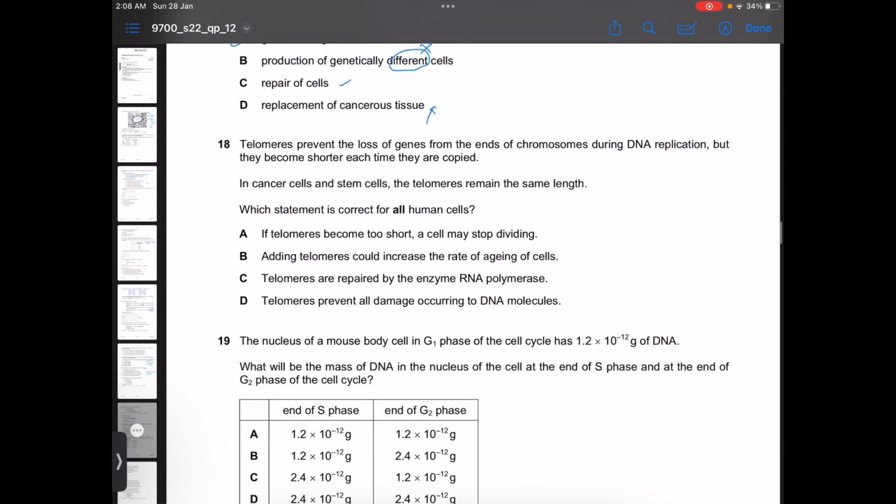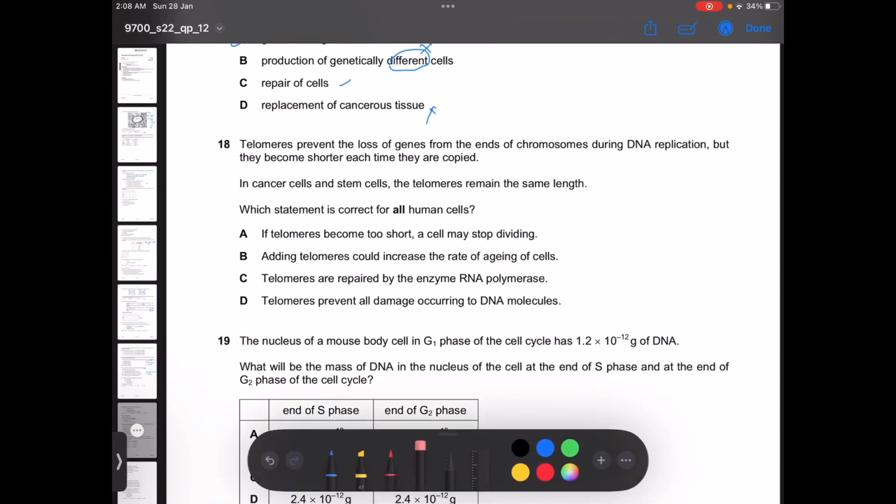Question number 18. Telomeres prevent the loss of genes from the ends of chromosomes during DNA replication, but they become shorter each time they are copied. In cancer cells and stem cells, the telomeres remain the same length. Which statement is correct for all human cells? If telomeres become short, a cell may stop dividing.